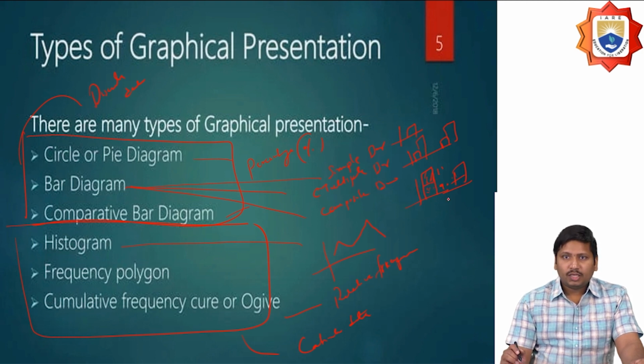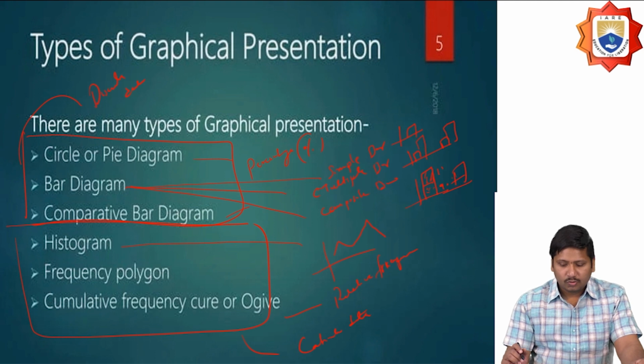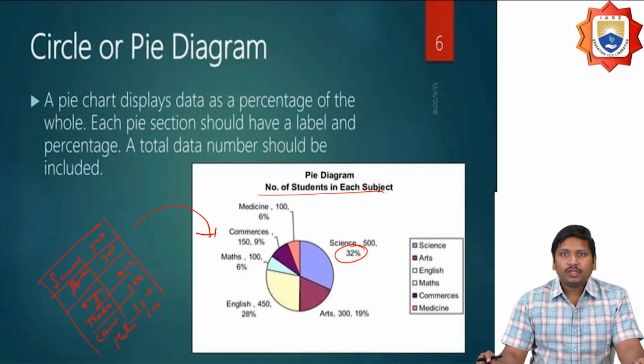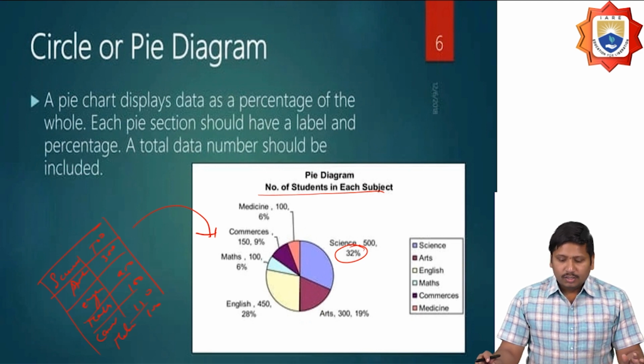And histogram is the thing you can use for frequency distributions, and the cumulative frequency distribution can be used for ogive. So, pie diagram. Normally, just know what I said, that should be useful for representing the data.